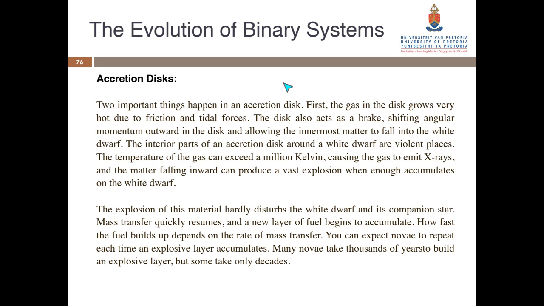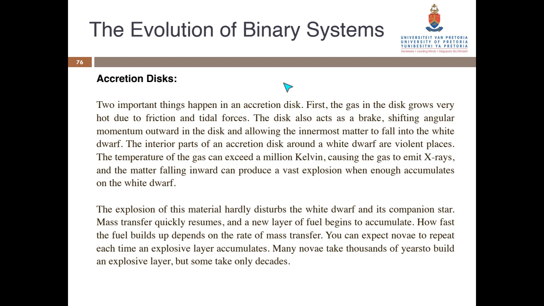Two important things happen in an accretion disk. First, the gas in the disk grows very hot due to friction and tidal forces. The disk also acts as a brake, shifting angular momentum outward in the disk and allowing the innermost matter to fall into the white dwarf. The interior parts of an accretion disk around a white dwarf are violent places. The temperature of the gas can exceed 1,000,000 Kelvin, causing the gas to emit X-rays.